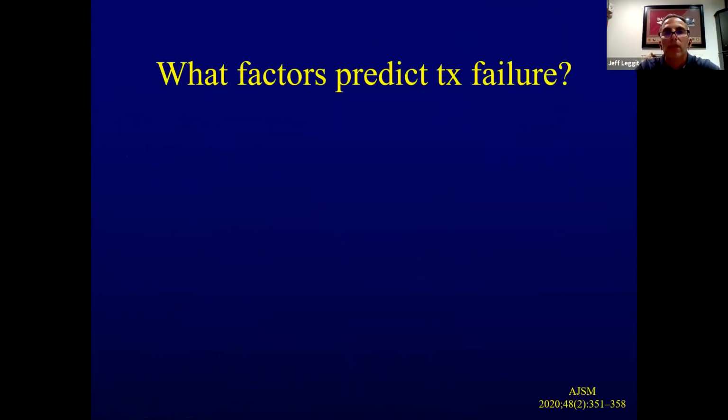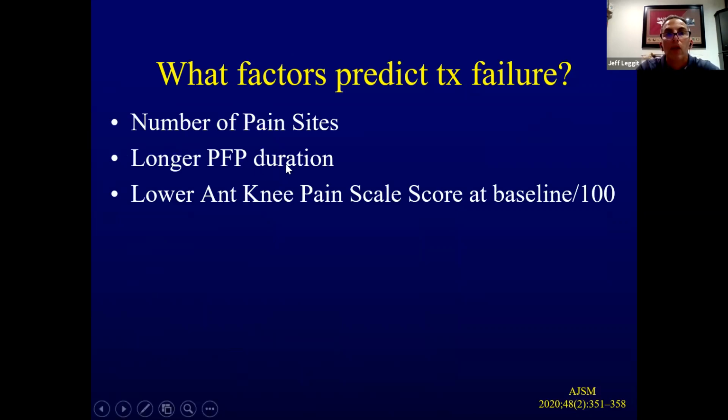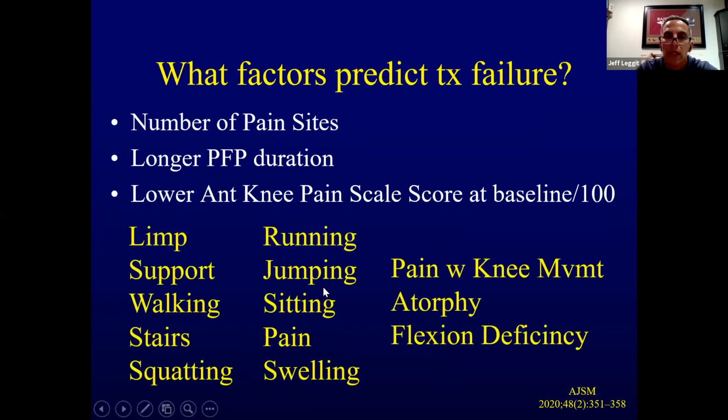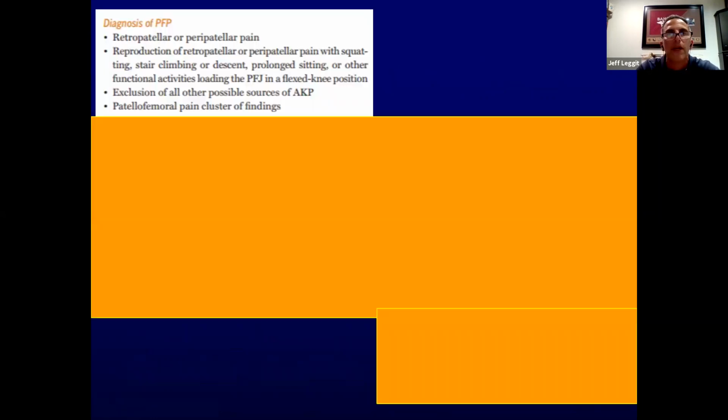And so then the question is, are there some factors that would predict treatment failure? The longer you have patellofemoral pain, the number of pain sites, and a lower anterior knee pain score at baseline, which are all factors that you or your physical therapist may assess, so you have objective stuff that kind of predicts treatment failure. Although we don't want to be nihilist, we still would try to treat the patients.